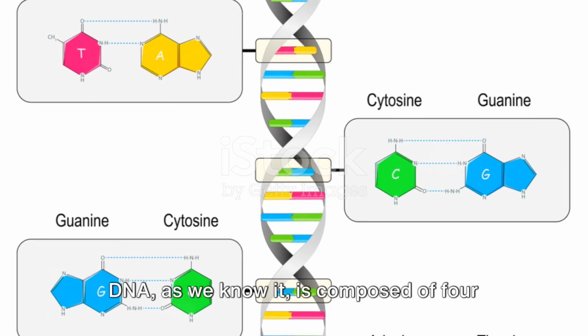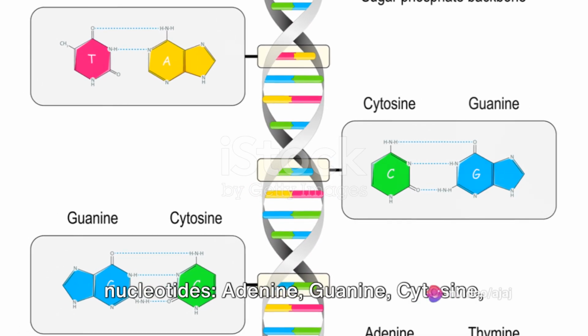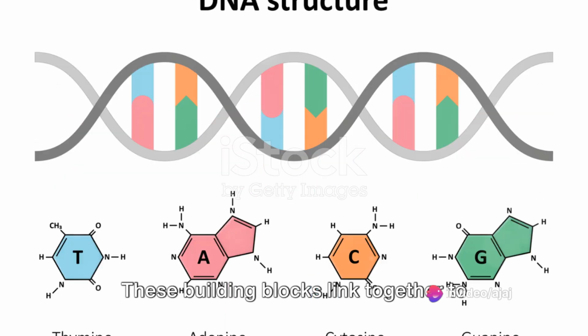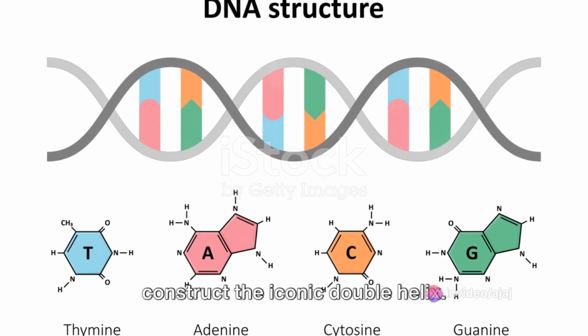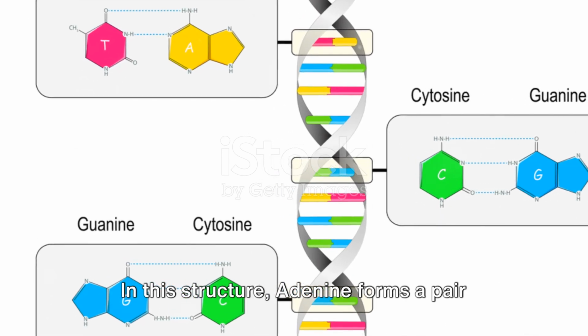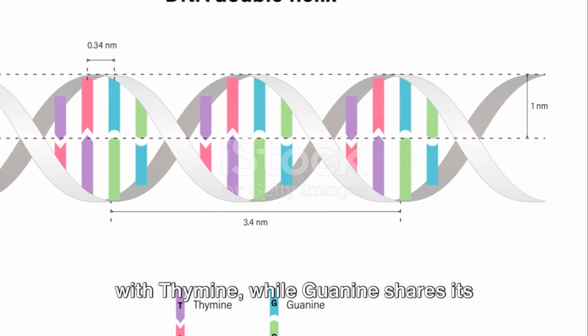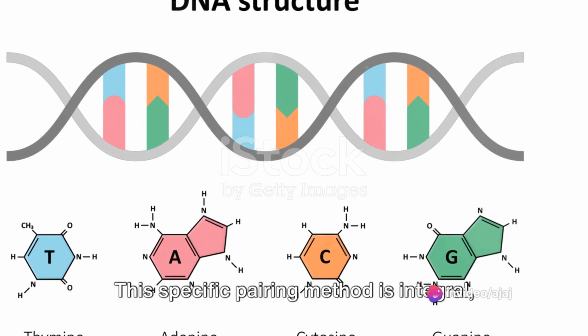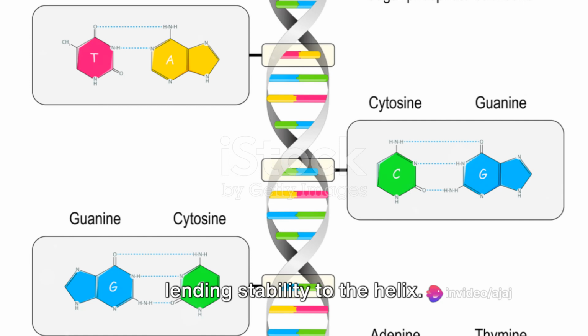DNA, as we know it, is composed of 4 nucleotides: adenine, guanine, cytosine, and thymine. These building blocks link together to construct the iconic double helix. In this structure, adenine forms a pair with thymine, while guanine shares its bond with cytosine. This specific pairing method is integral, lending stability to the helix.